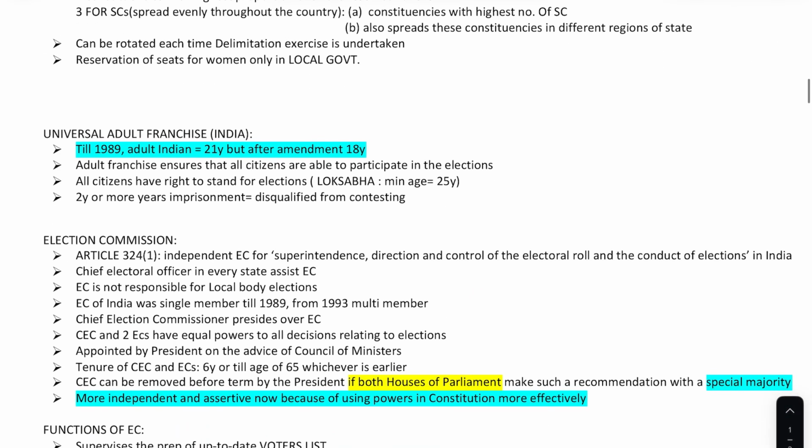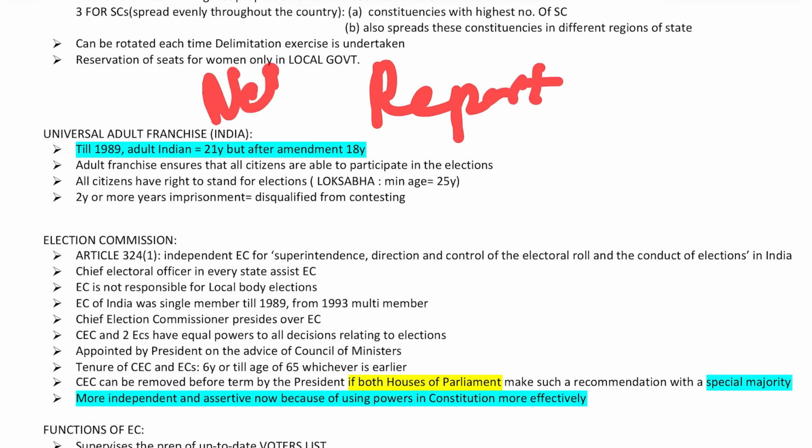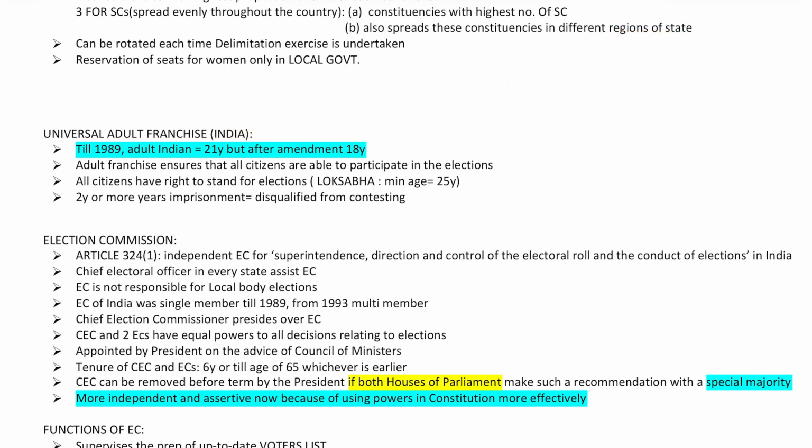Then the universal adult suffrage. Till 1989, it was adult Indians of 21 years old, but after the amendment, it was changed to 18 years. Previously, only adult males were voting, but women eventually got the right to vote. And in 1935, there was some proportion of women who could also vote. And in the Nehru Report as well, which was prepared by Motilal Nehru in 1928, there was a provision for universal adult suffrage.